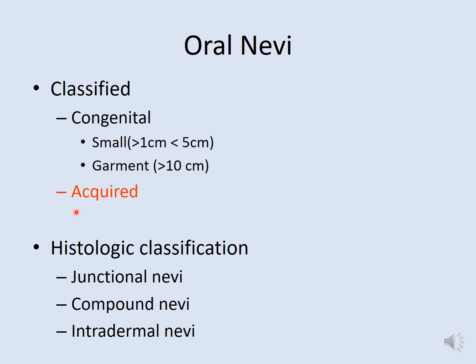Histologically, the classification for nevi is junctional nevi, compound nevi, and intradermal nevi. Now, I'd like to remind you that under the section of oral nevi, we do not have what you call garment nevi. Most of the oral nevi may be either acquired or congenital, but very small in size. Histologically, the oral nevi could be either of these three types: junctional, compound, or intradermal.